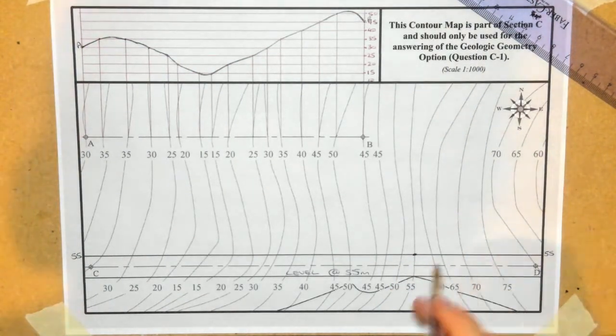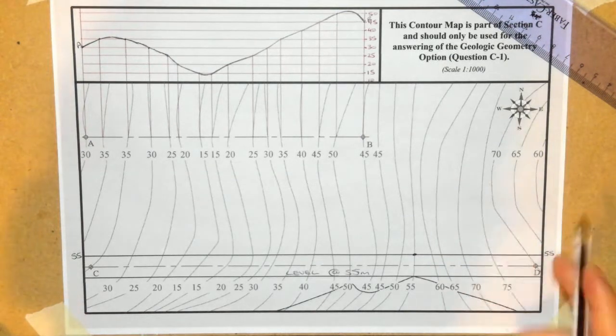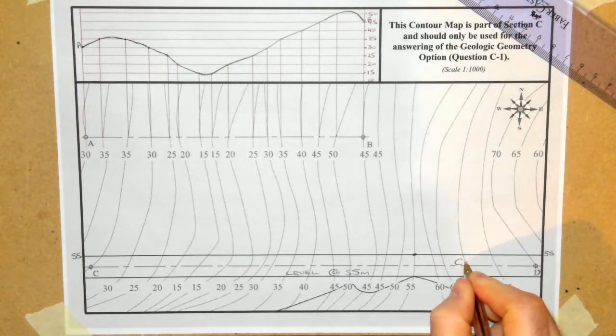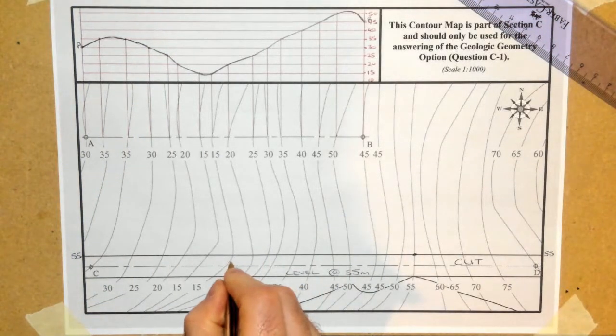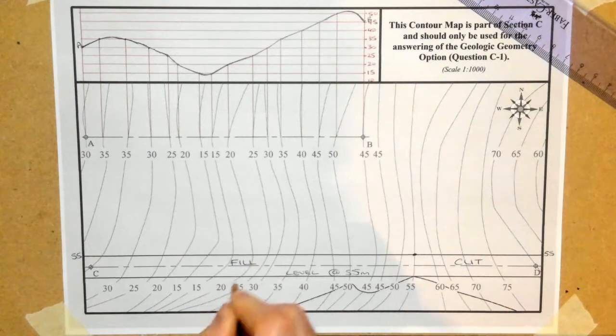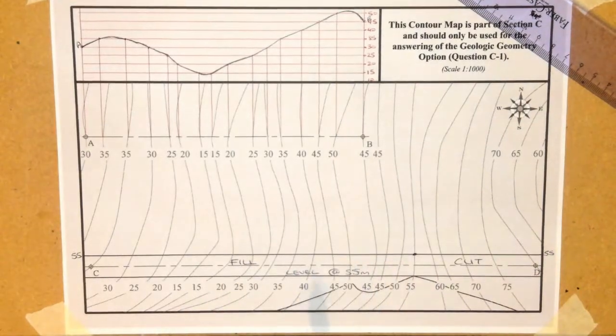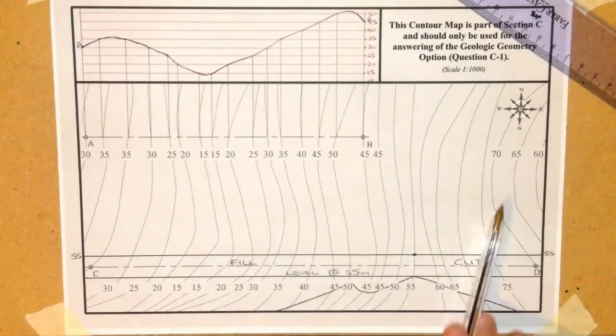So in this section here, all the land is actually higher than the road, so that's all going to be a cut. I'm just going to identify that as a cut section there. Now, 55, 50, looking all the way along here, every bit of this looks like it's going to be a fill, where the road is actually higher than the land around it. Okay, so fill here, cut here.